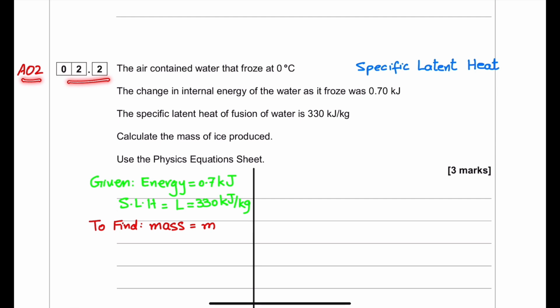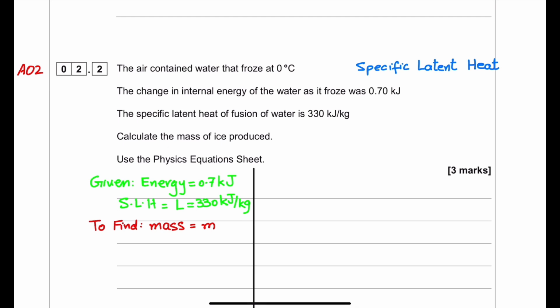2.2 is an AO2 question, and this question is from the topic of specific latent heat. Air contained water that froze at 0 degrees. The change in the internal energy of the water as it froze was 0.7 kilojoules. The specific latent heat of fusion of water is 330 kilojoules per kilogram. Fusion means freezing. Calculate the mass of ice produced. Because the temperature is reduced, the water has changed into ice, so we need to find the mass.